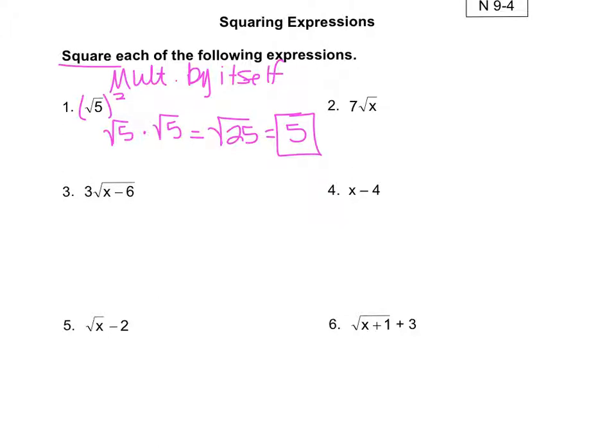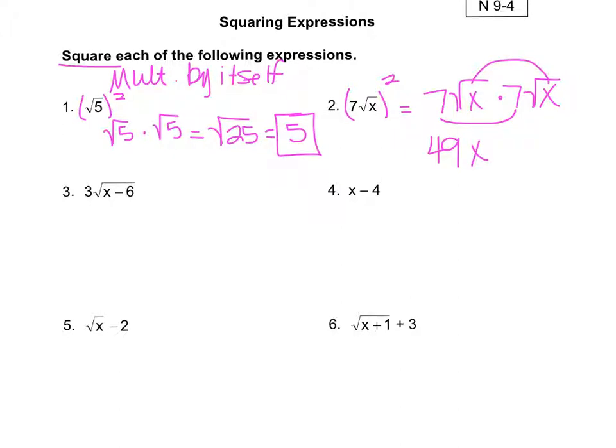Okay, so number 2 is a little different because we have a coefficient in front. So when we square it, we're just going to multiply it by itself. So I'm going to multiply the outsides. So 7 times 7 is 49. And then square root of x times square root of x is just x.